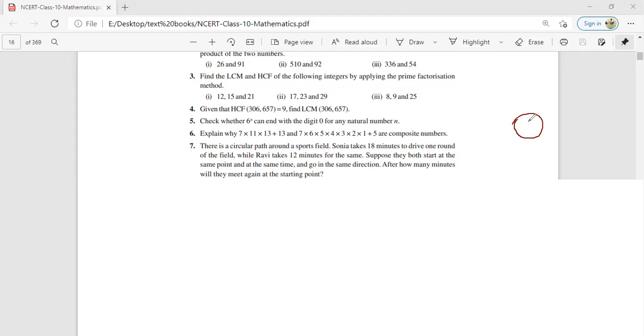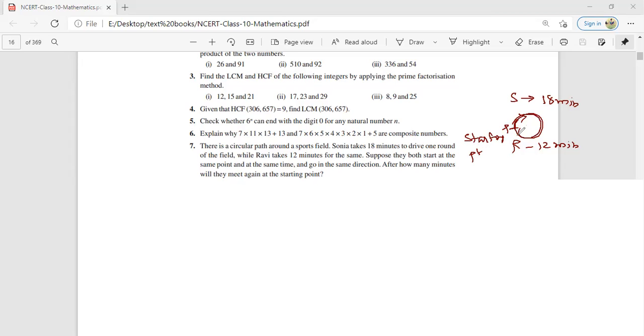And Ravi takes 12 minutes. Sonia takes 18 minutes and Ravi takes 12 minutes. Suppose they start at the same point, Ravi and Sonia. Let's say it is a starting point. So they are moving like this.